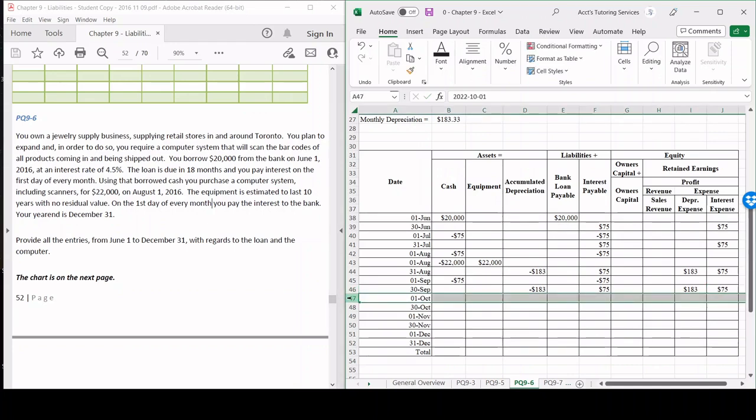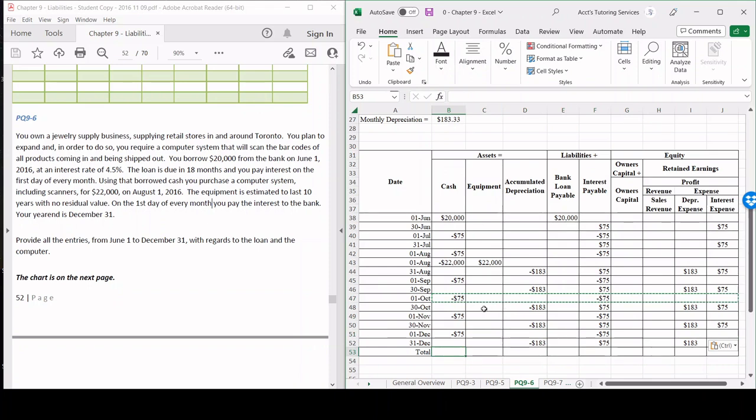Then on October 1st, we actually paid off our interest the very next day. So we're going to decrease cash and we're going to decrease our obligation because now we cleared it. We don't owe it anymore. We paid it off, right? So on October 30th, November 30th, and December 31st, it's going to be the exact same entry. We update depreciation and interest. And then on November 1st and December 1st, we pay off our interest. Simple as that.